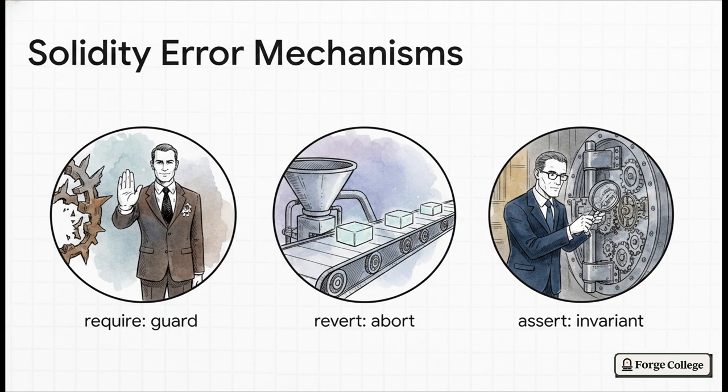Then you've got revert, for clean, transaction-level aborts, which stops execution and returns a data payload explaining the issue. And finally, assert is kind of like the club manager checking the vault. It's for internal invariant checks that mathematically should never fail unless there's a critical bug in the contract. Everything rolls back safely, and you get your error message.